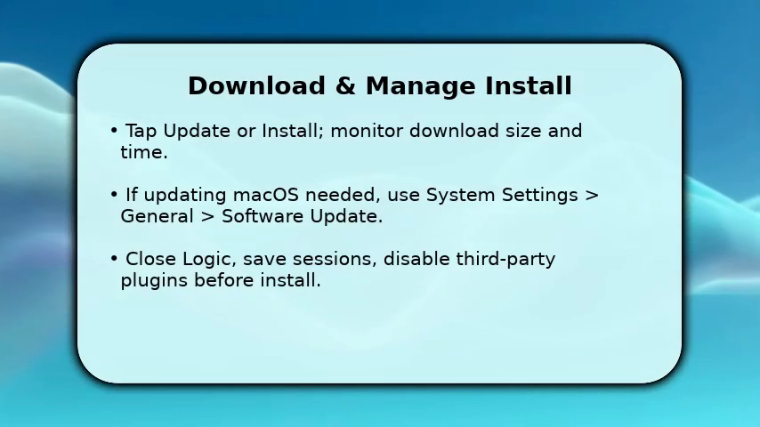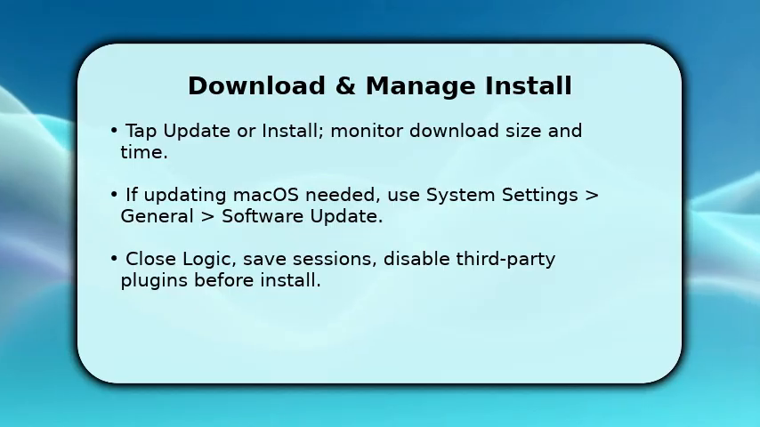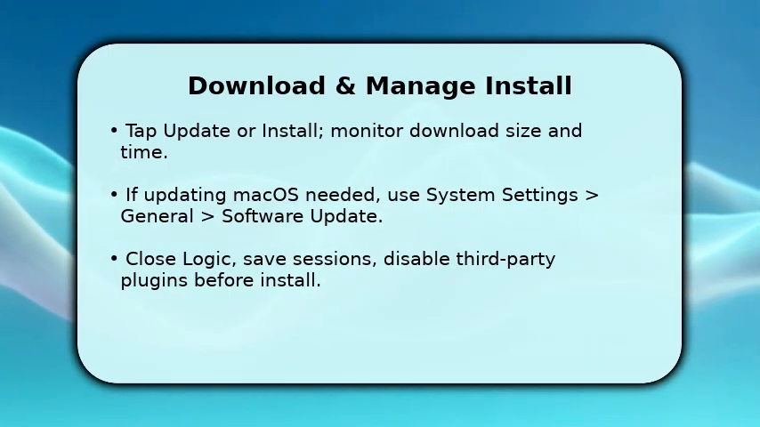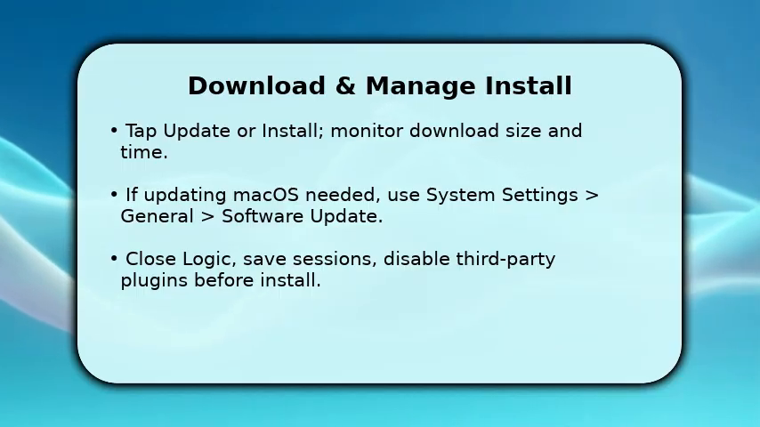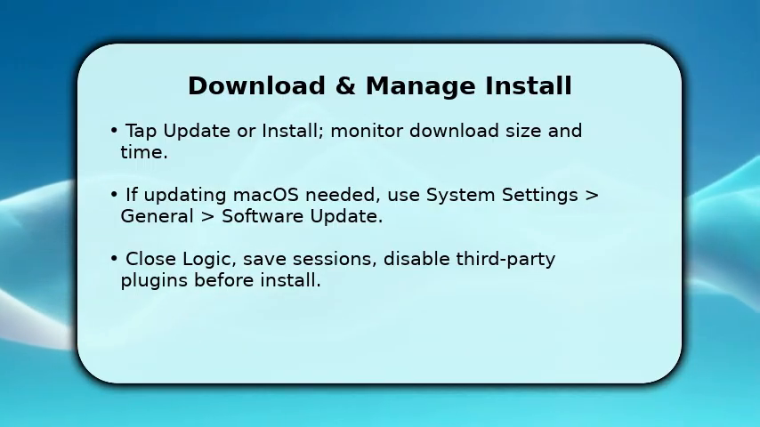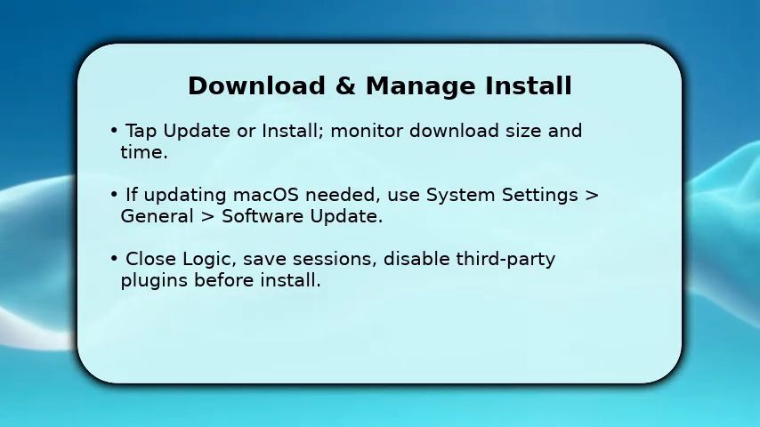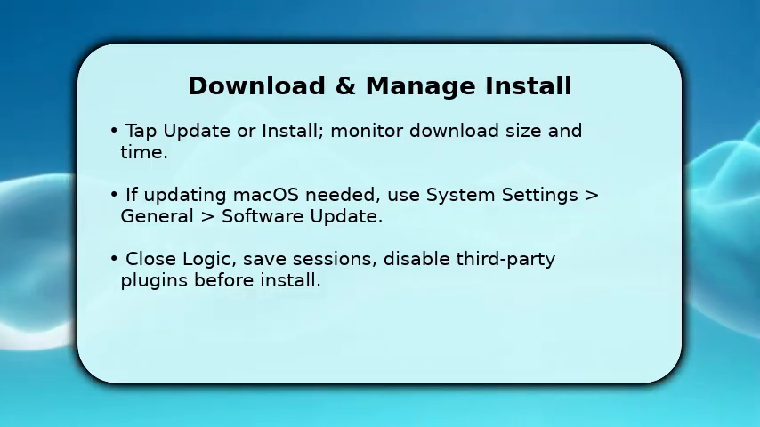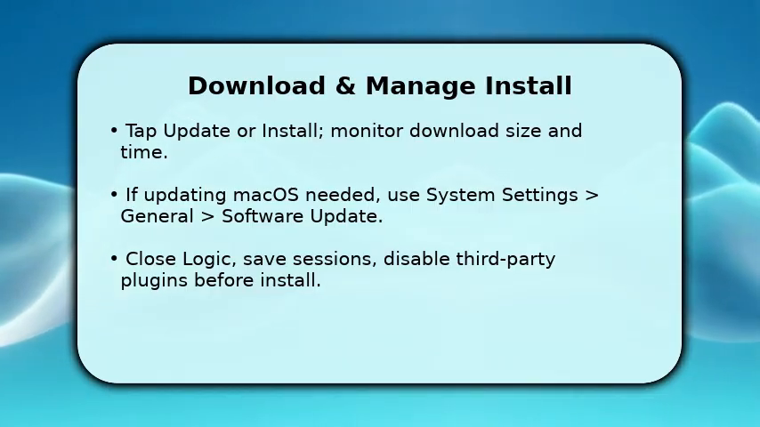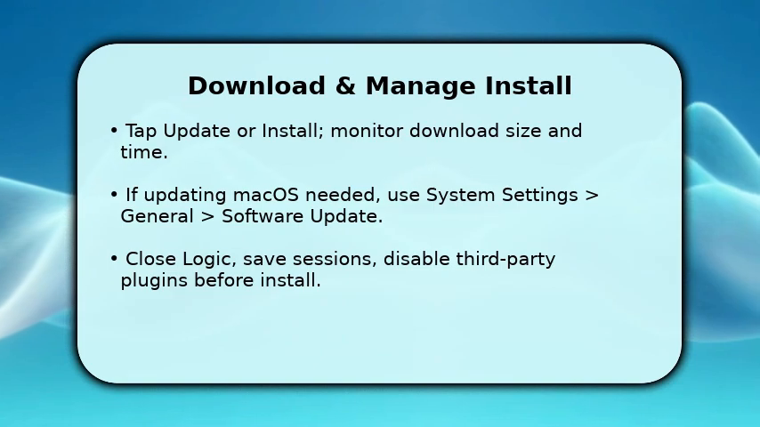You'll download and install the update next. Tap Update in the App Store and watch the download size and ETA. Large libraries take longer. If a macOS update is required, install it first via System Settings, General, Software Update, reboot when prompted. Before installation, close Logic and save all sessions. Temporarily disable or move third-party plugins to avoid compatibility errors. Once the installer finishes, the system may optimize audio units. Let it complete without interruption.